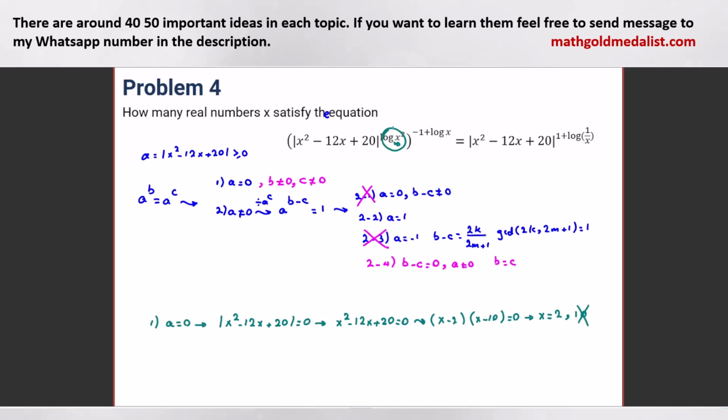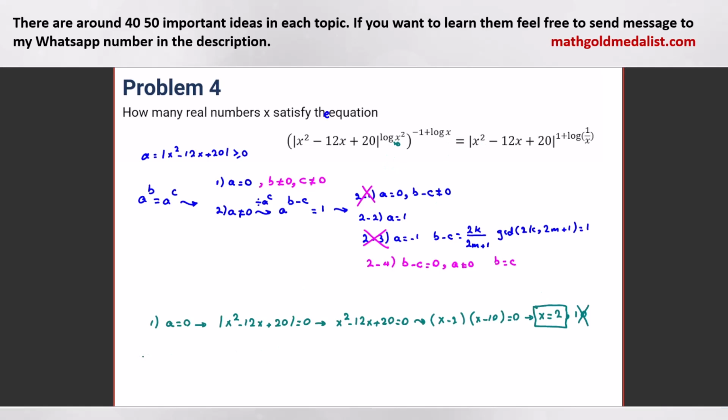So 10 is not good. For 2, this one is not 0, this one is not 0, so the product is not 0. This one is 1 minus log 2. It is not 0, because if it wants to be 0, this one should be negative 1, and it means that x should be 10 again. So x equals 2 is our first answer that satisfies the equation.